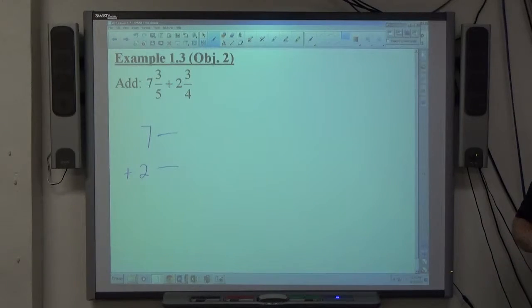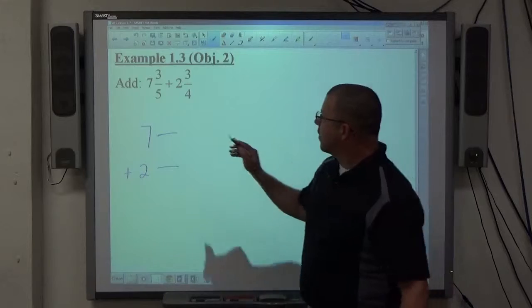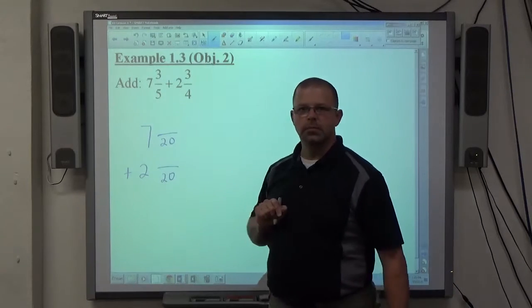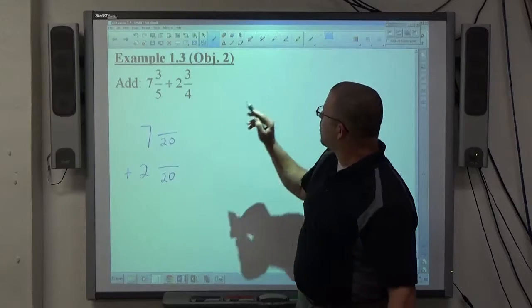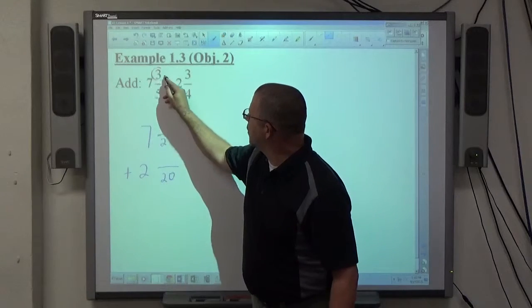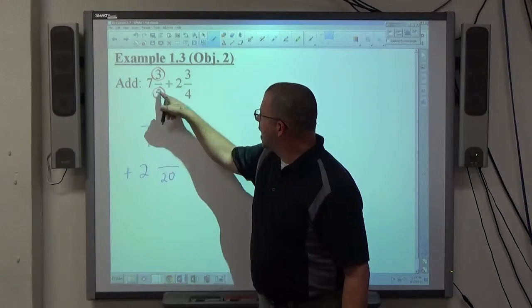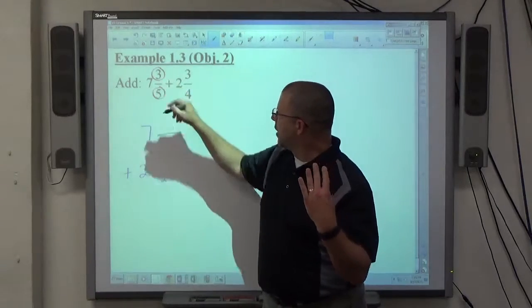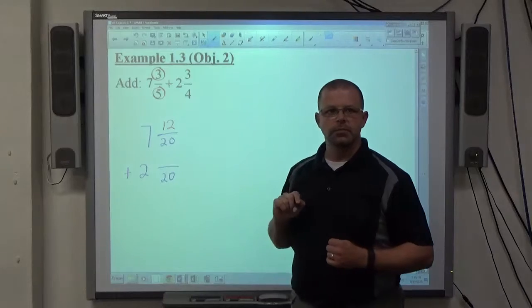All right? And what I want to do is mentally determine the least common denominator, which is what? 20. So I'm going to go ahead and make my common denominators on each fraction 20, 20. Then I'm going to fix each numerator appropriately. So this first fraction has a 3 on top and a 5 on bottom. I change the 5 to a 20, which is multiplication by 4. Multiplication of 3 by 4 gets me a 12.